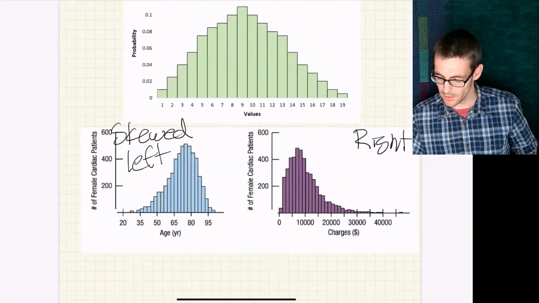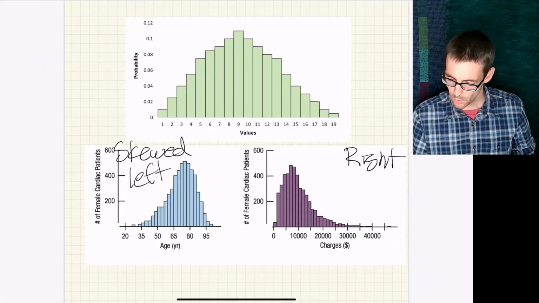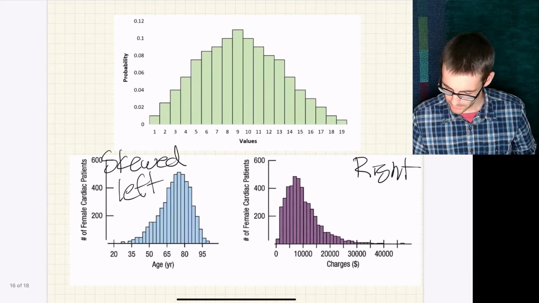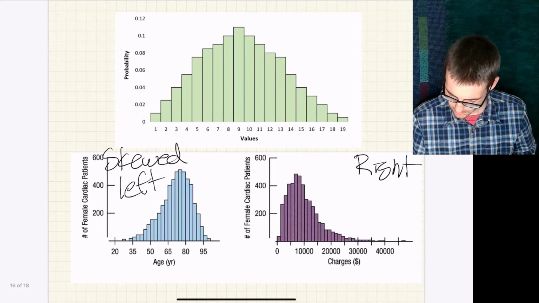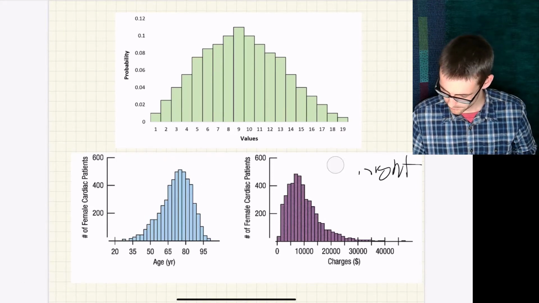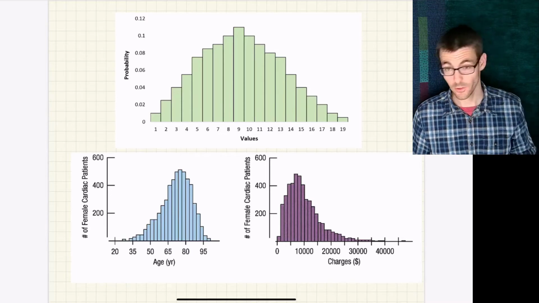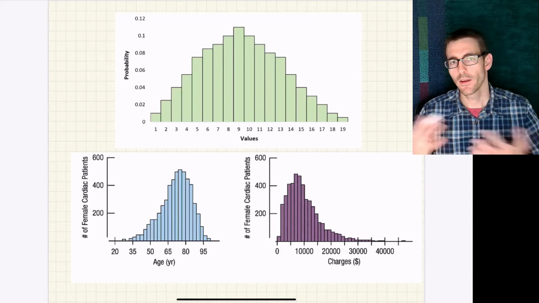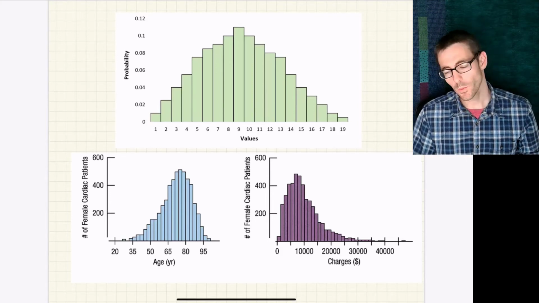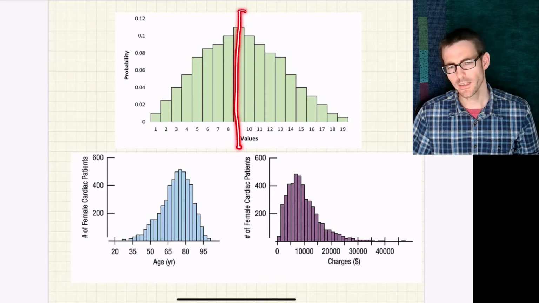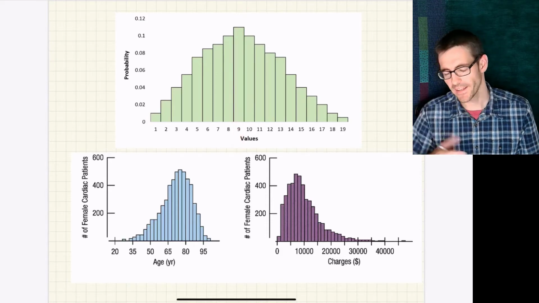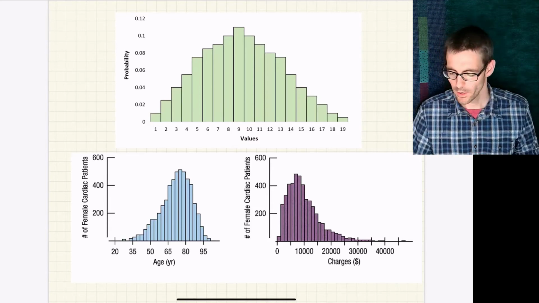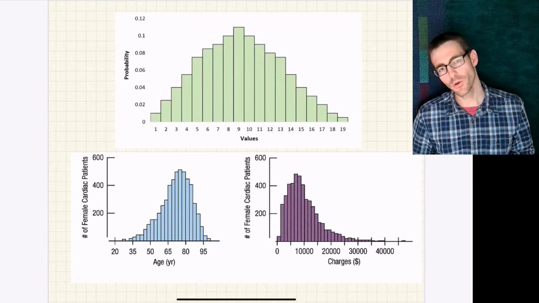So these are examples of a few graphs that are a mixed bag. So this first one I would say is symmetric because it has an obvious line of symmetry. If you draw a line down the middle, maybe fold it in half, everything would line up evenly. So the first one is symmetric, whereas the other two are skewed.